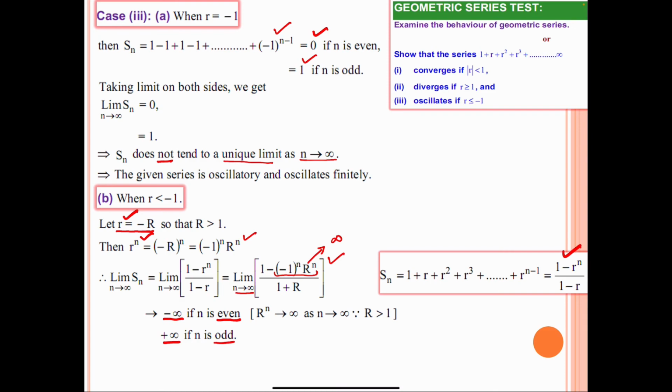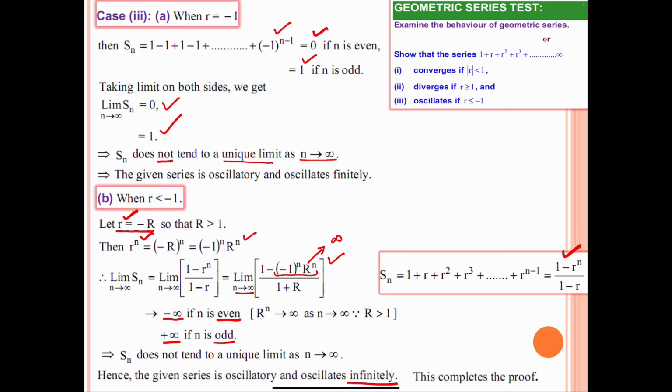This means Sn does not tend to a unique limit as n tends to infinity. Hence, the given series is oscillatory and oscillates infinitely. जो A केस था इसमें oscillates finitely. But in this case, oscillates infinitely. And this completes the proof. So the given geometric series 1 plus r plus r square and so on up to infinity converges if magnitude of r is less than 1, diverges if r is greater than or equal to 1, oscillates if r is less than or equal to minus 1.